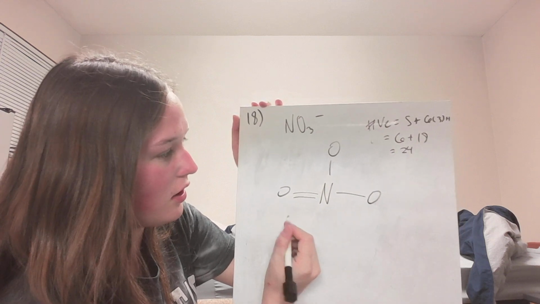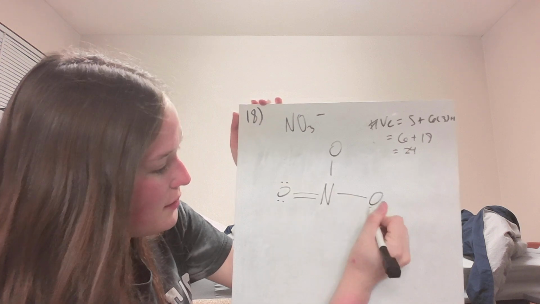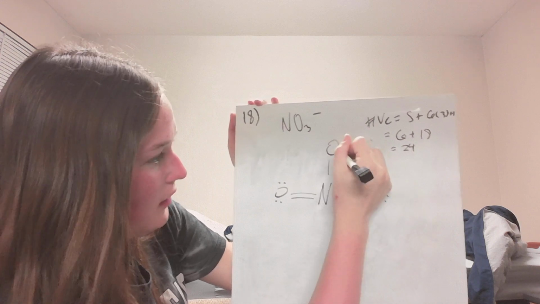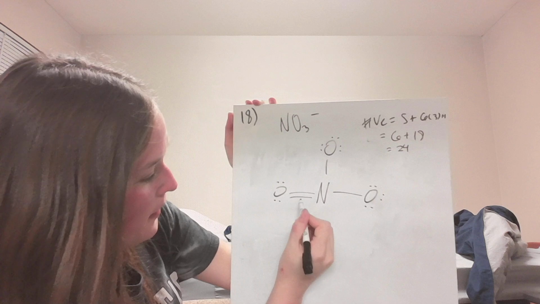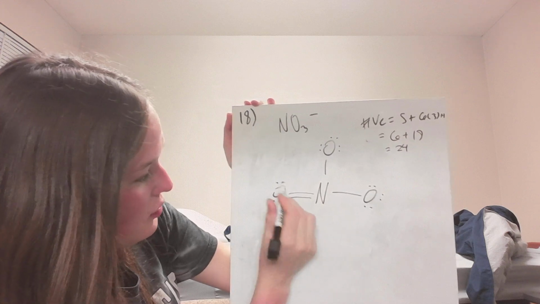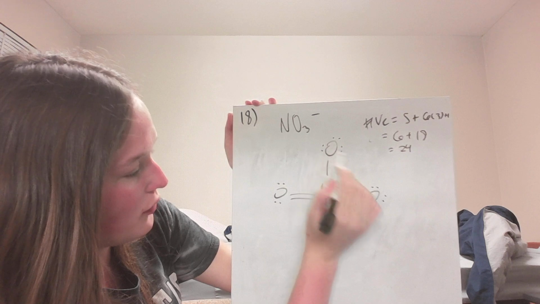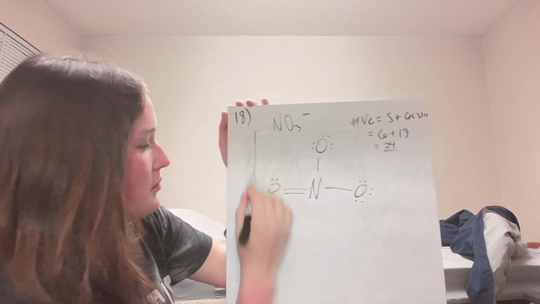So now let's add our lovely little buds, because they have to have 8. And then afterwards, we can count to make sure we're right. 2, 4, 6, 8, 10, 12, 14, 16, 18, 20, 22, 24. 24. Cool. We're right. This is the correct structure.